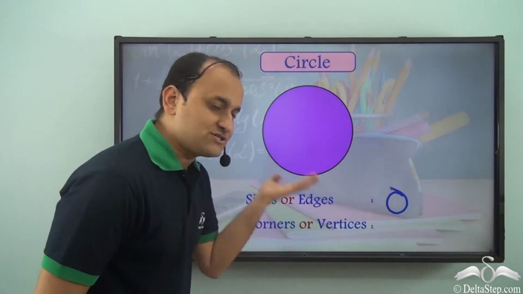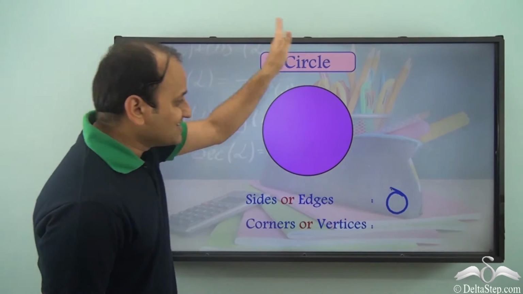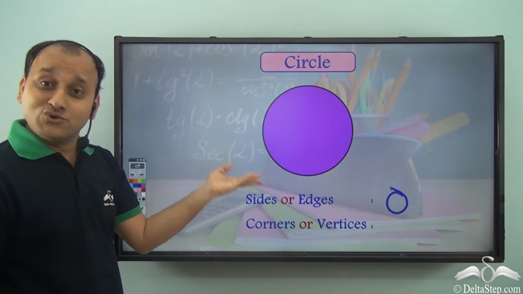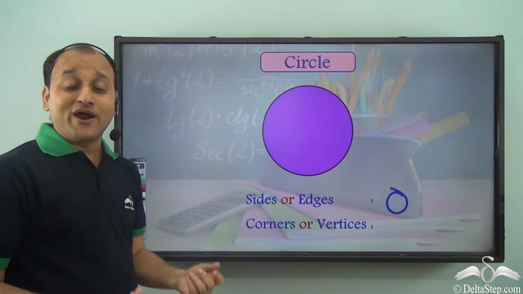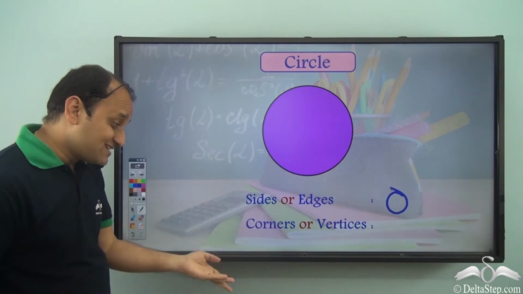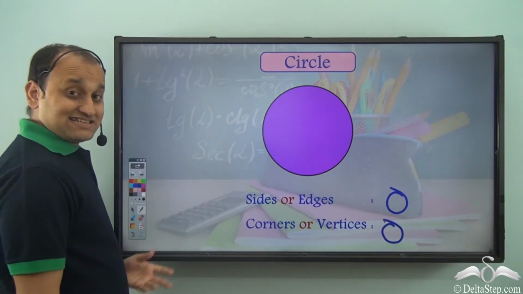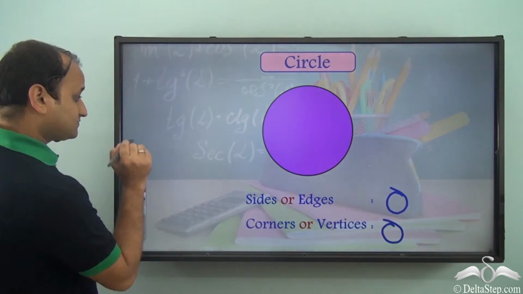What about corners or vertices? Again, it is round. No corners or no vertex, no sides. So there is no point joining sides. As a result, we have 0 corners or vertices in case of a circle.